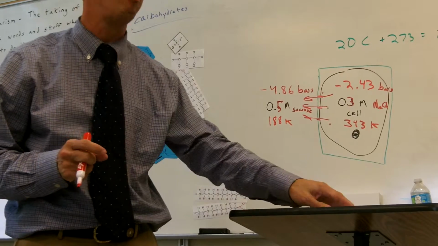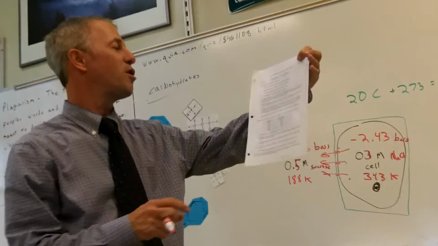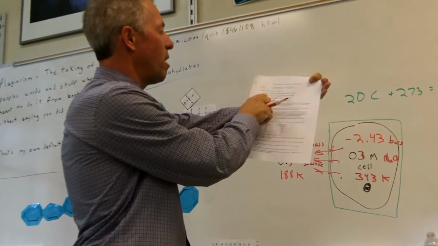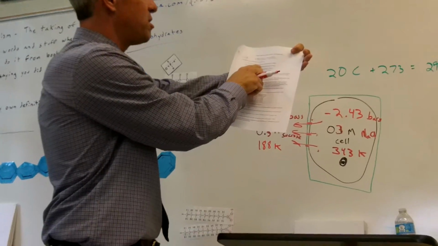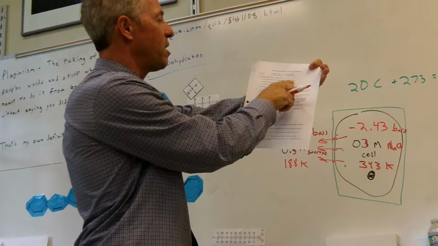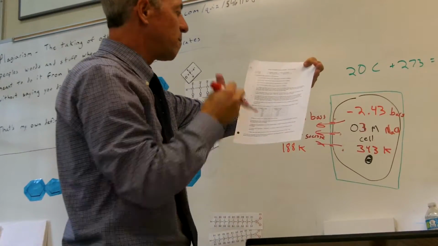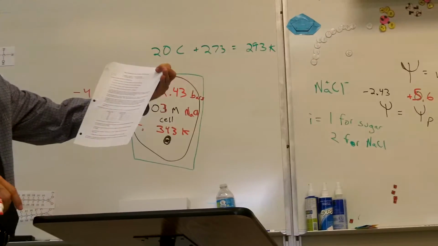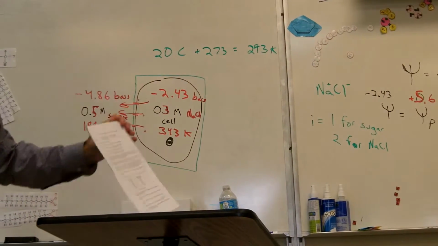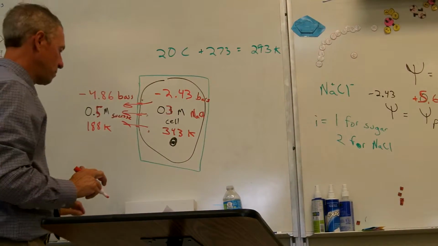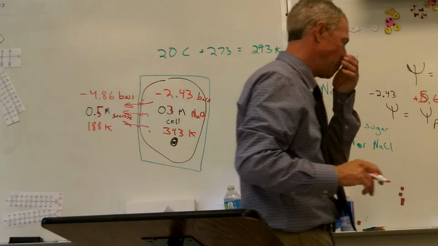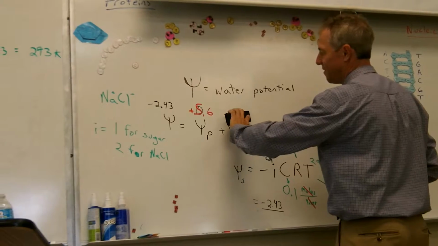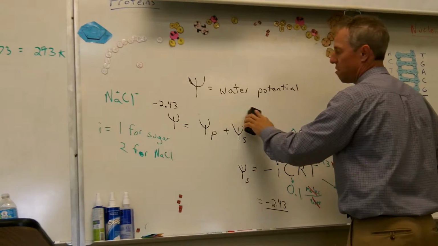Let's try a problem. Try the first problem here. Calculate the water potential of the following: 1.0 molar sucrose at 22 Celsius under standard atmospheric conditions. Standard atmospheric conditions means no pressure potential. So then you would only have to calculate the solute potential. That's it. That's all you got to do. I'm going to erase this so it can make more sense.